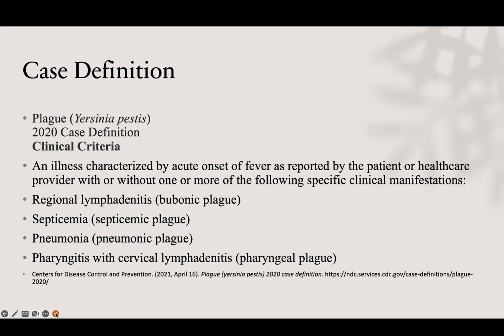Some of the clinical criteria for plague include an acute onset of fever with or without other clinical manifestations such as regional lymphadenitis, septicemia, pneumonia, or pharyngitis with cervical lymphadenitis. As you can see here, there's different types or stages of plague, and these are seen to present different clinical manifestations. The very last clinical manifestation is for pharyngeal plague, which is typically seen in those with pneumonic plague due to the migration of plague from the lungs to the throat.